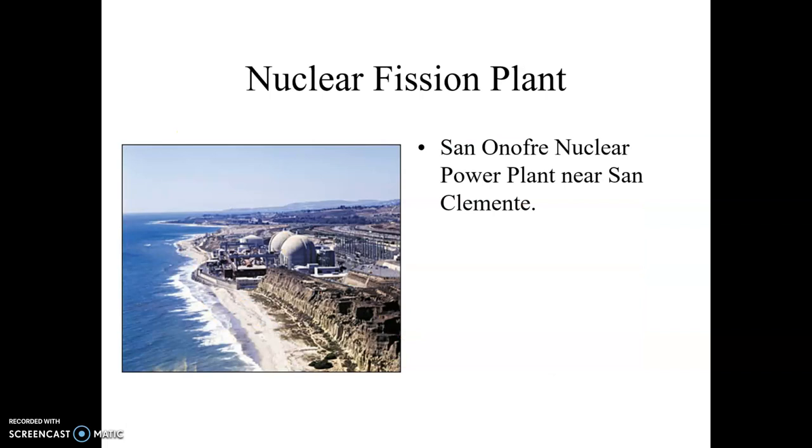So what are the alternatives then to burning fossil fuels to generating electrical power on a large scale? One option is to replace the burning coal with instead a nuclear reaction in what is called a nuclear fission power plant. This is the photograph of a nuclear fission power plant located here in Southern California. This is the San Onofre nuclear power plant near San Clemente.